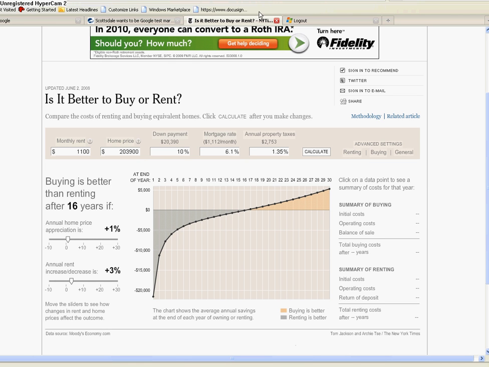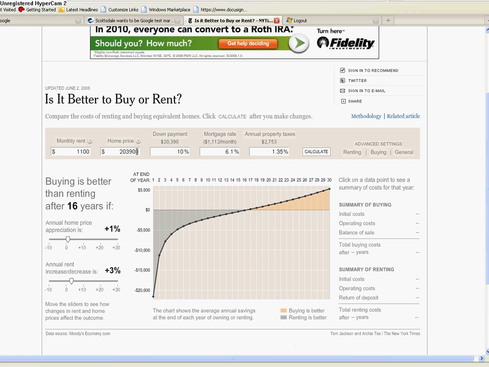In this video, we're going to look at how to use the New York Times rent versus buy calculator to compare renting or buying a house. You can find this easily enough using Google. Just type in New York Times rent versus buy. It should come up as your first or one of the first search results. So here's what the page looks like.